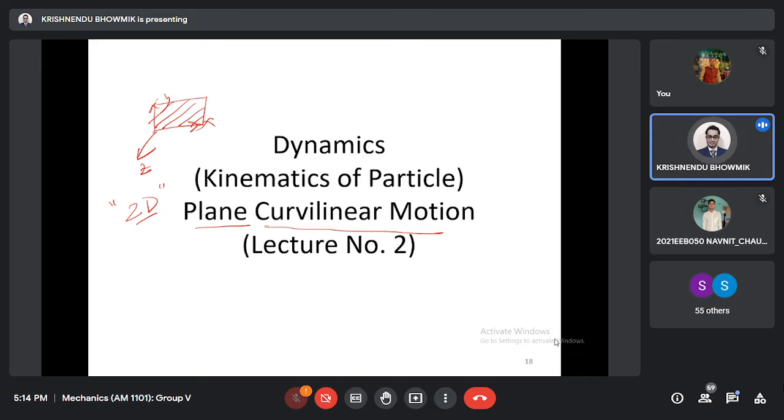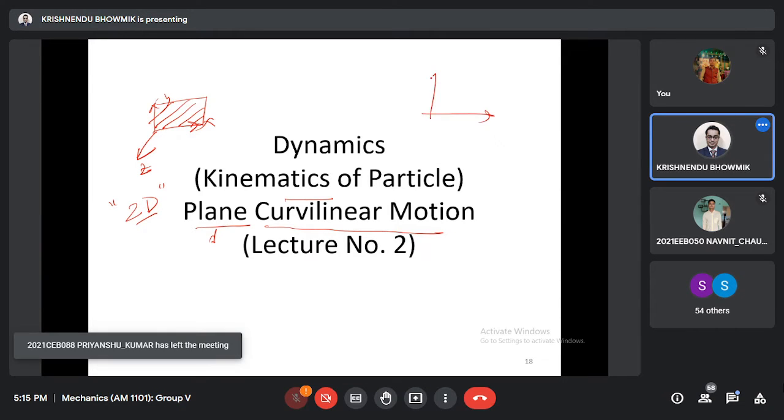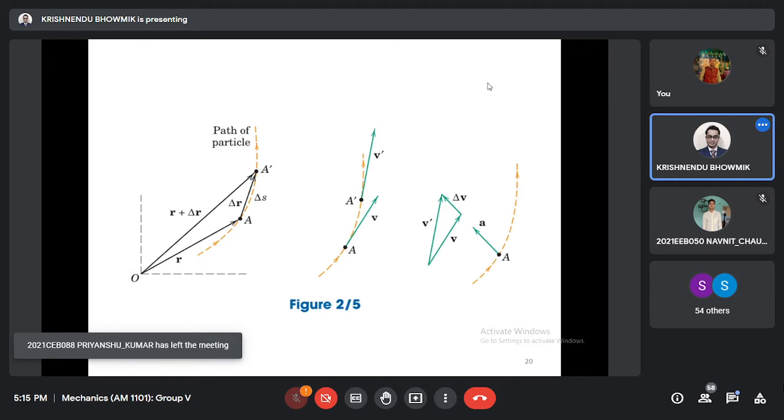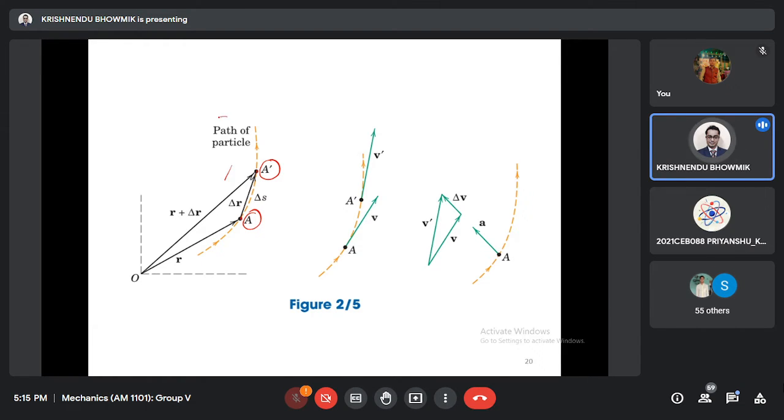Now we are here with the curvilinear motions. Motion is not a straight line, it is plane 2D. That means it is the XY plane. So, say for example, there are 2 instants. One is A, after some time, a little bit small interval, it is A prime. This is the particle positions, and this is the path of the particle.